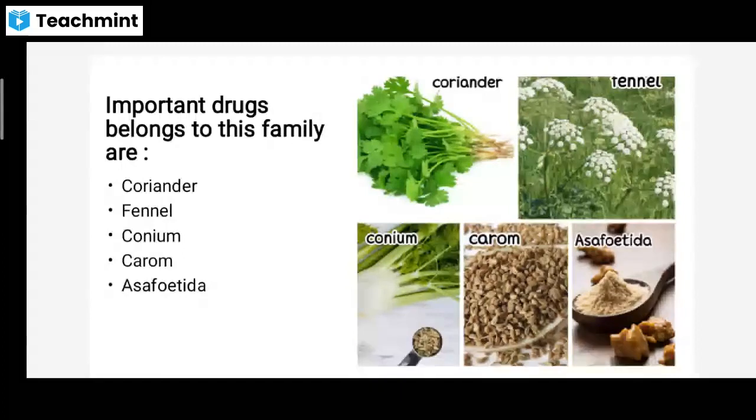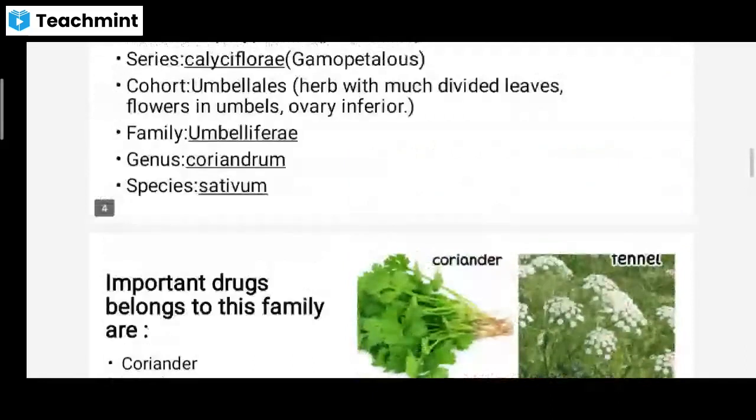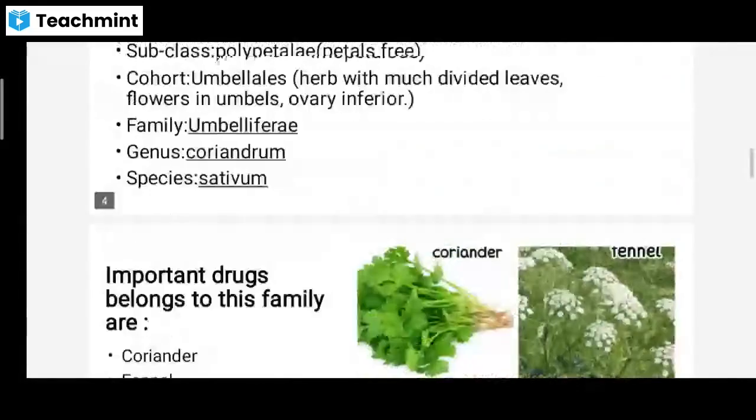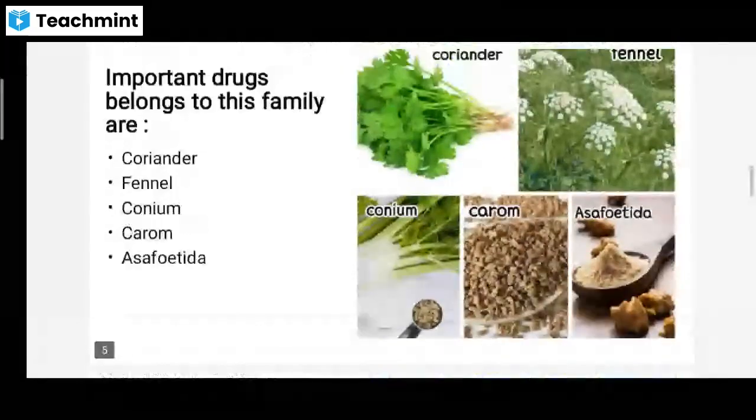Series Calyciflorae, Gamopetalae. Cohort Umbellales: herb with much divided leaves, flowers in umbel, ovary inferior. Family Umbelliferae. Genus Coriandrum. Species sativum. Important drugs belonging to the family: coriander, fennel, conium, carum, and asafoetida.